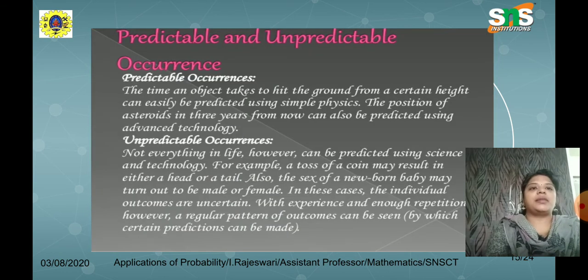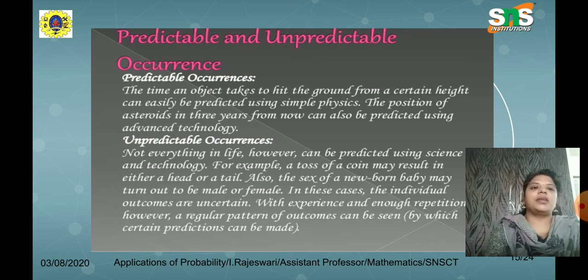Next one, predictable and unpredictable occurrence. First we will see the predictable occurrence. The time an object takes to hit the ground from a certain height can easily be predicted using simple physics. The position of asteroids in 3 years from now can also be predicted using advanced technology. Next one, unpredictable occurrence. Not everything in life, however, can be predicted using science and technology.